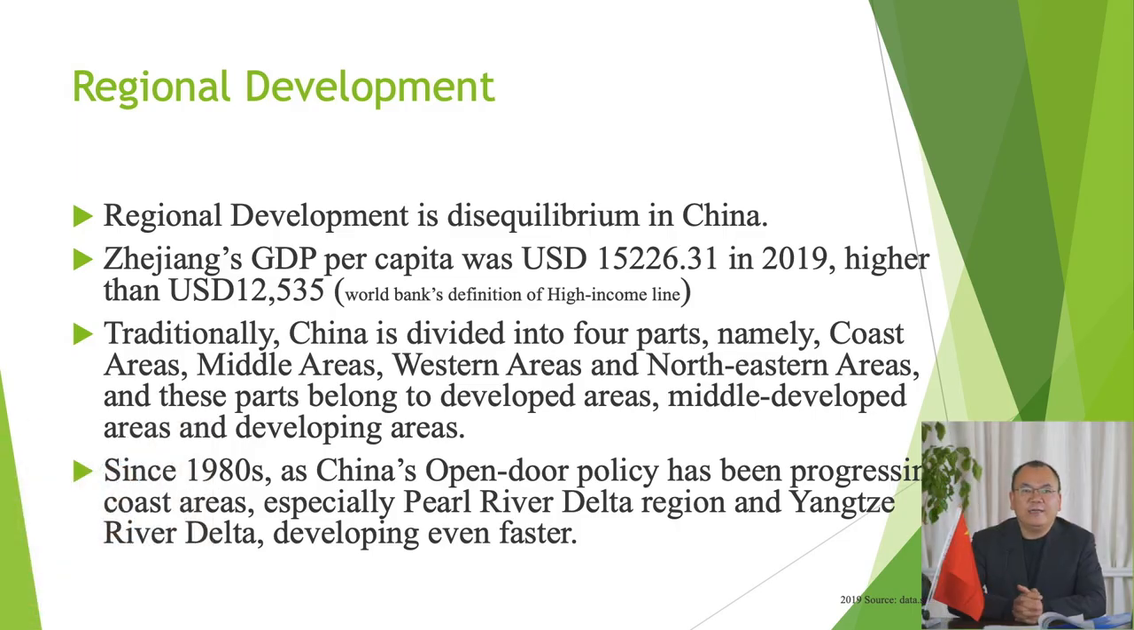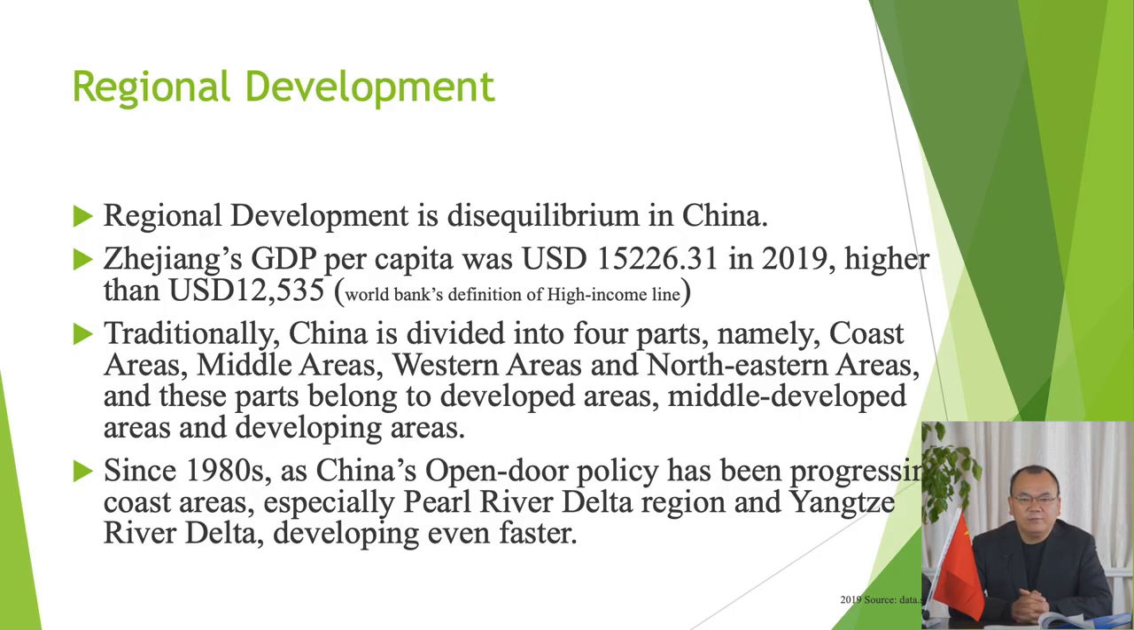So let's summarize. In China, the regional development is in disequilibrium. And Zhejiang's GDP per capita is higher than the line drawn by the World Bank. Zhejiang belongs to the developed areas. Traditionally, China is divided into 4 parts: the coast areas, middle areas, western areas, and northeastern areas. And these parts belong to developed areas, middle developed areas and developing areas. According to the geographic location, they are located from east to west, from south to north gradually.